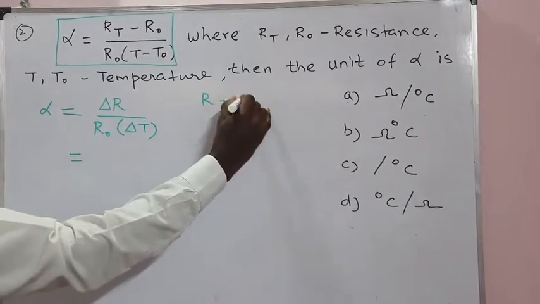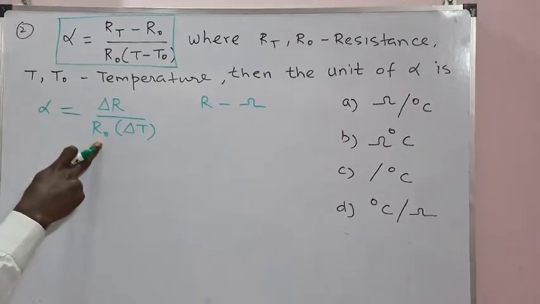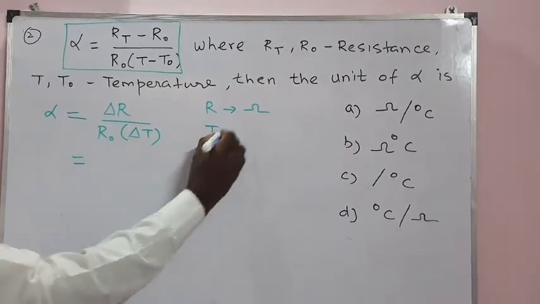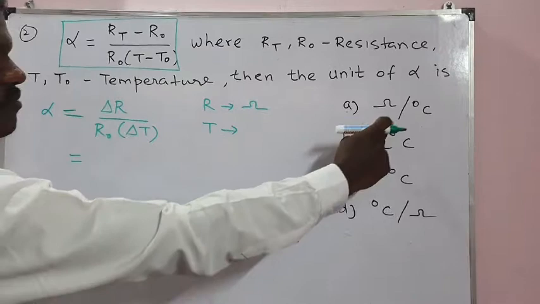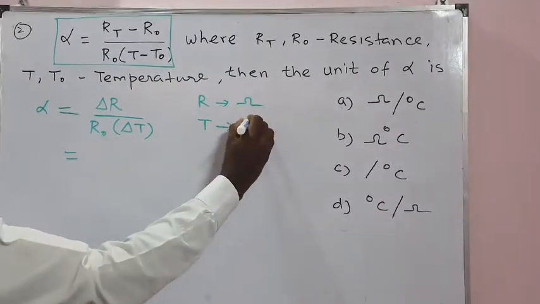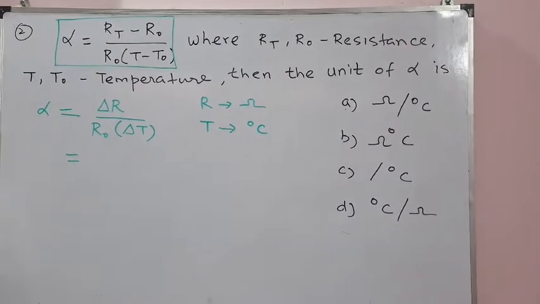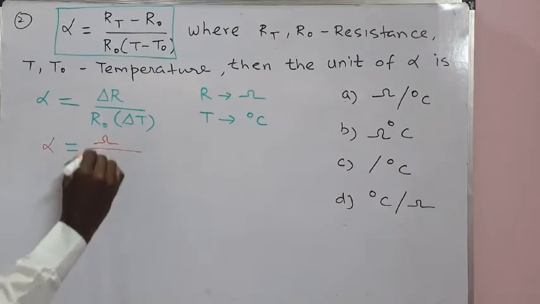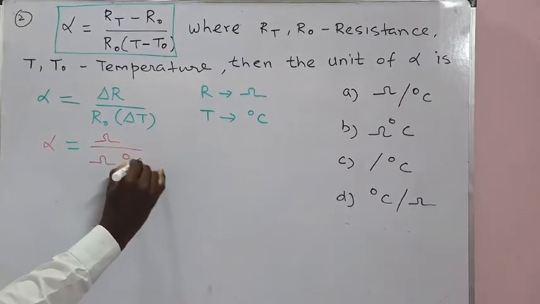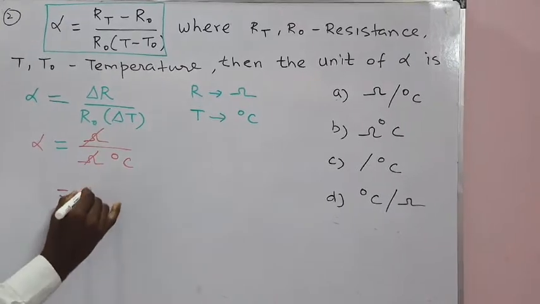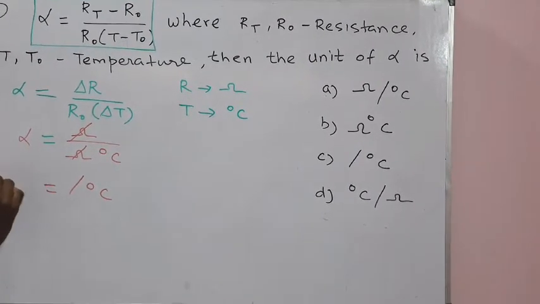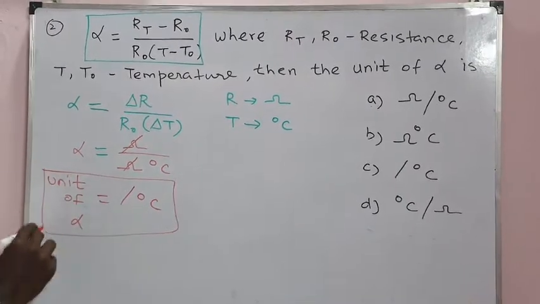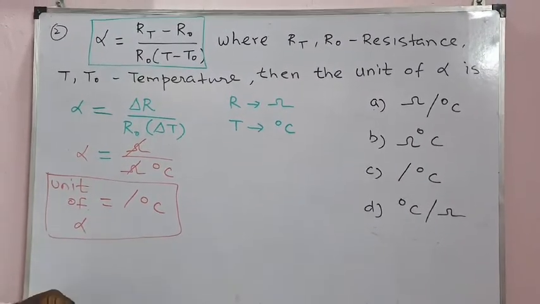So what is the unit of resistance? That is ohm. Delta R is in ohm, and normal resistance is also in ohm. Temperature, usually the SI unit is kelvin, but here in the options they have given everything in Celsius. So that is degree Celsius. Substituting the units, alpha is equal to ohm divided by ohm into degree Celsius. So ohm cancels, so per degree Celsius is the unit of the temperature coefficient of resistivity, alpha. So the correct option C is the correct answer.